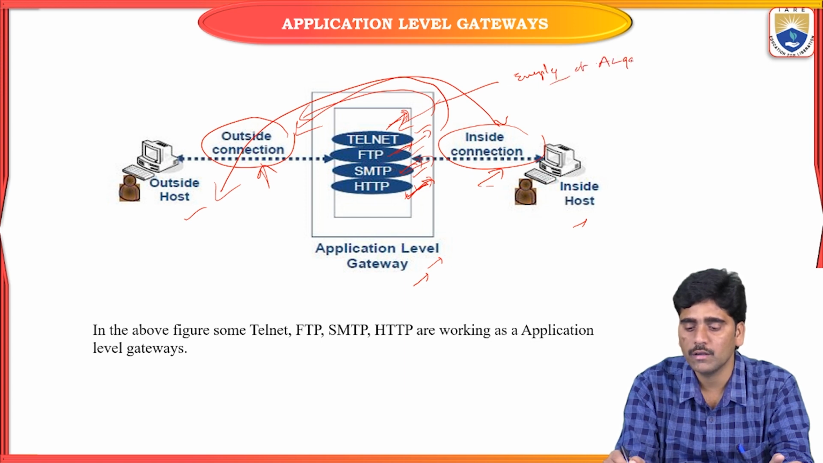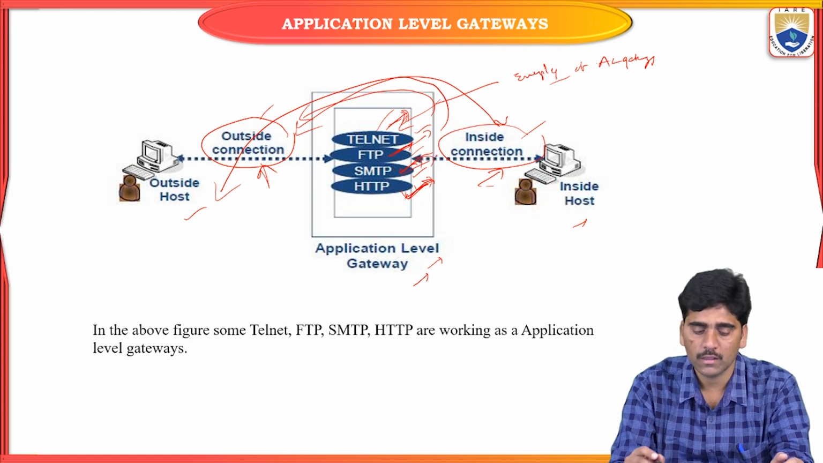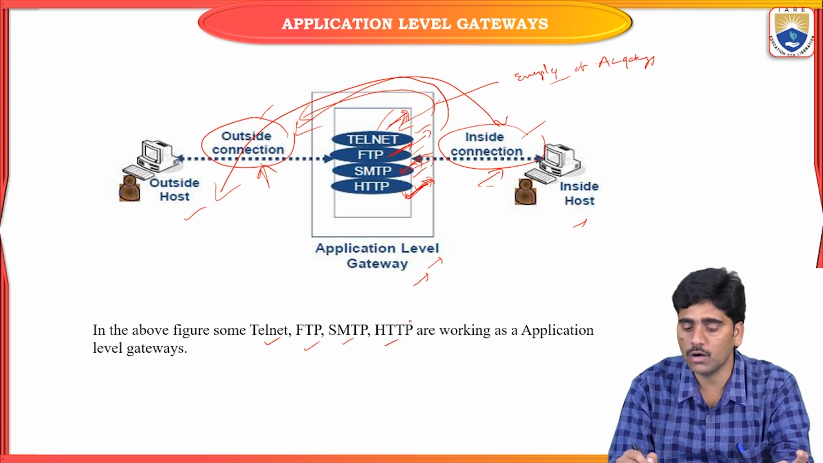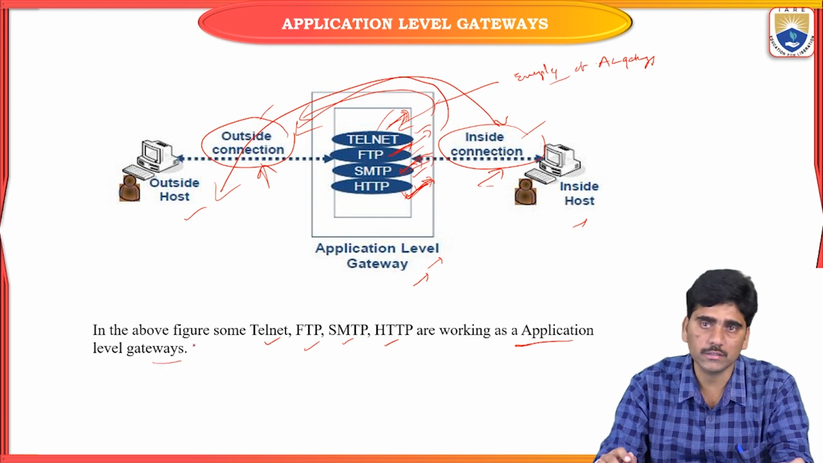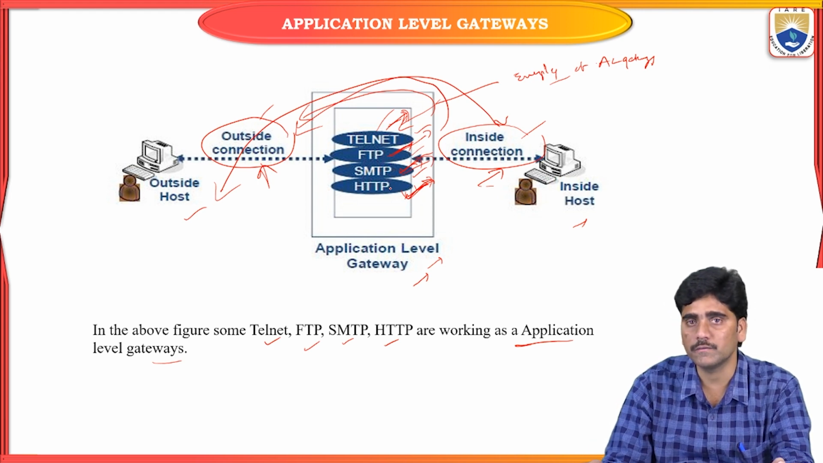These are examples of application level gateways that communicate between inside and outside connections, utilizing the connection service, the file transfer service, the mail transfer service, and the application downloading service. So in the above figure, telnet, FTP, SMTP and HTTP are working as application level gateways. Based on the type of service: if it is a connection, then telnet is the application gateway; if it is a file, FTP; if it is mail, SMTP; and if it is HTTP, then HTTP is the application level gateway.